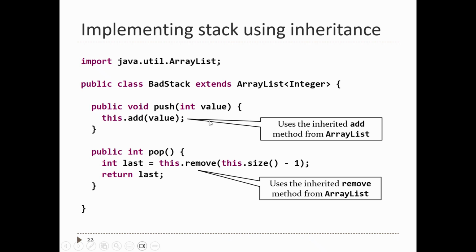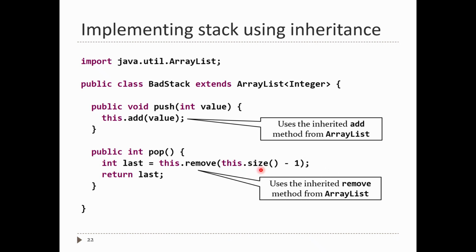So to implement push, I just need to add the element to the end of the list. BadStack is a list, so I can call add using this, or you can just write add. You don't even have to write this. Every BadStack has an add method, so I can call it and add the value that was pushed onto the stack. Similarly, every stack has a remove method, because remove came from ArrayList. So I can call the remove method and remove the last element of the stack.